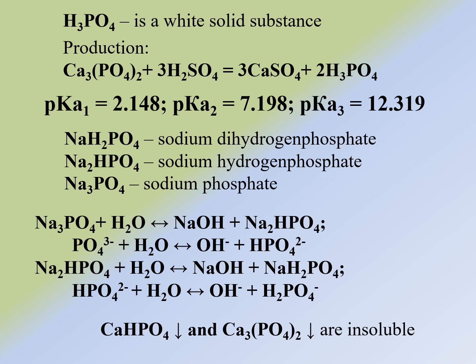The pKa for the first step of dissociation for orthophosphoric acid is 2.148. It means what? It means that orthophosphoric acid is even weaker than phosphorous acid. Strange but true.